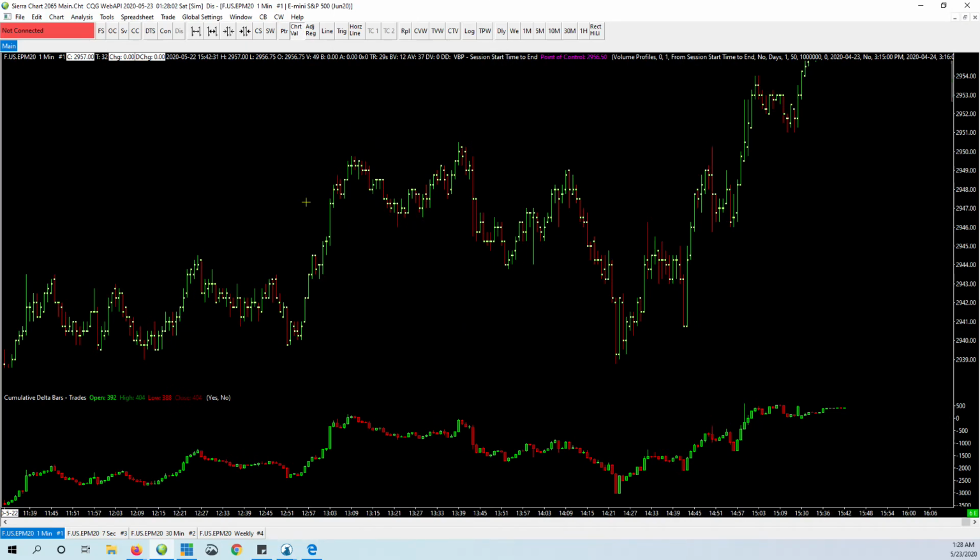And this is your price chart up here. Again, this is a 1 minute chart. This is on Sierra. We'll also look at it on Jigsaw.